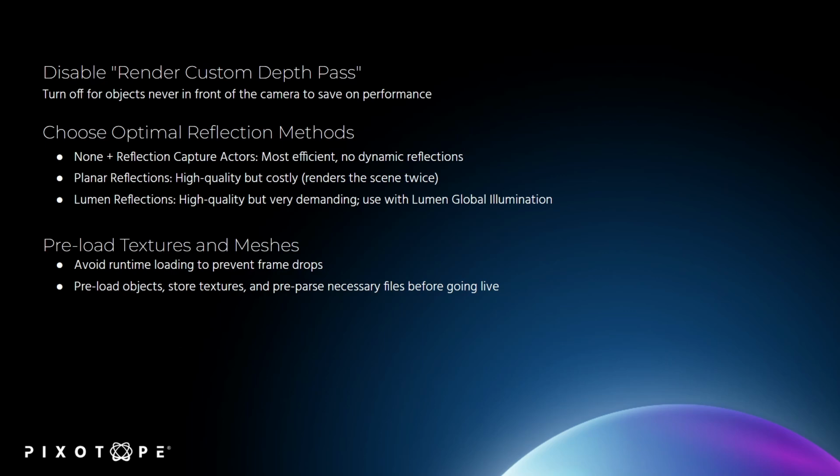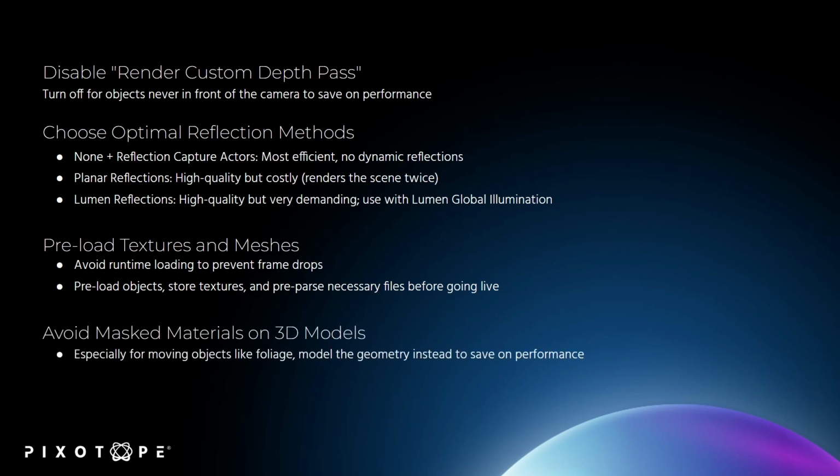Our fourth and final tip is that in the current version of Unreal and Pixotope, 3D models with masked materials, especially those that are animated or are in motion, can become very costly to render. This is particularly common with foliage, where leaves or branches often use masked materials. In many cases, it may actually be more performance efficient to model the geometry instead of relying on an alpha mask.